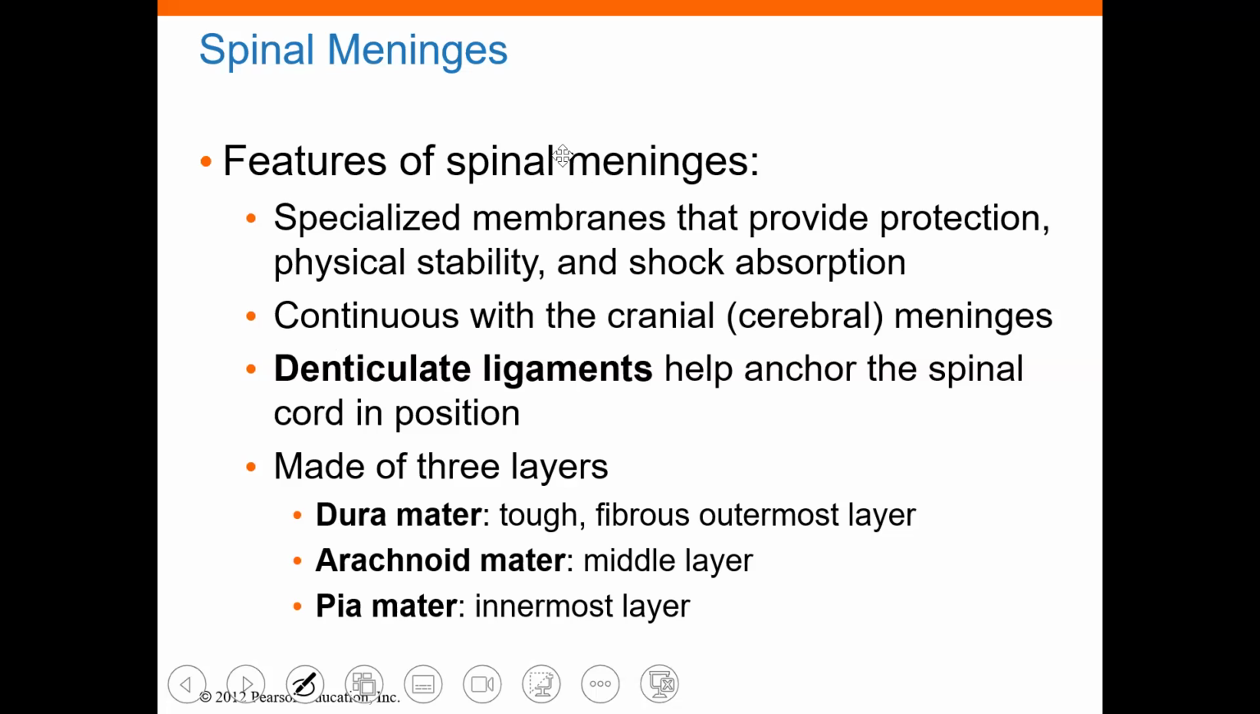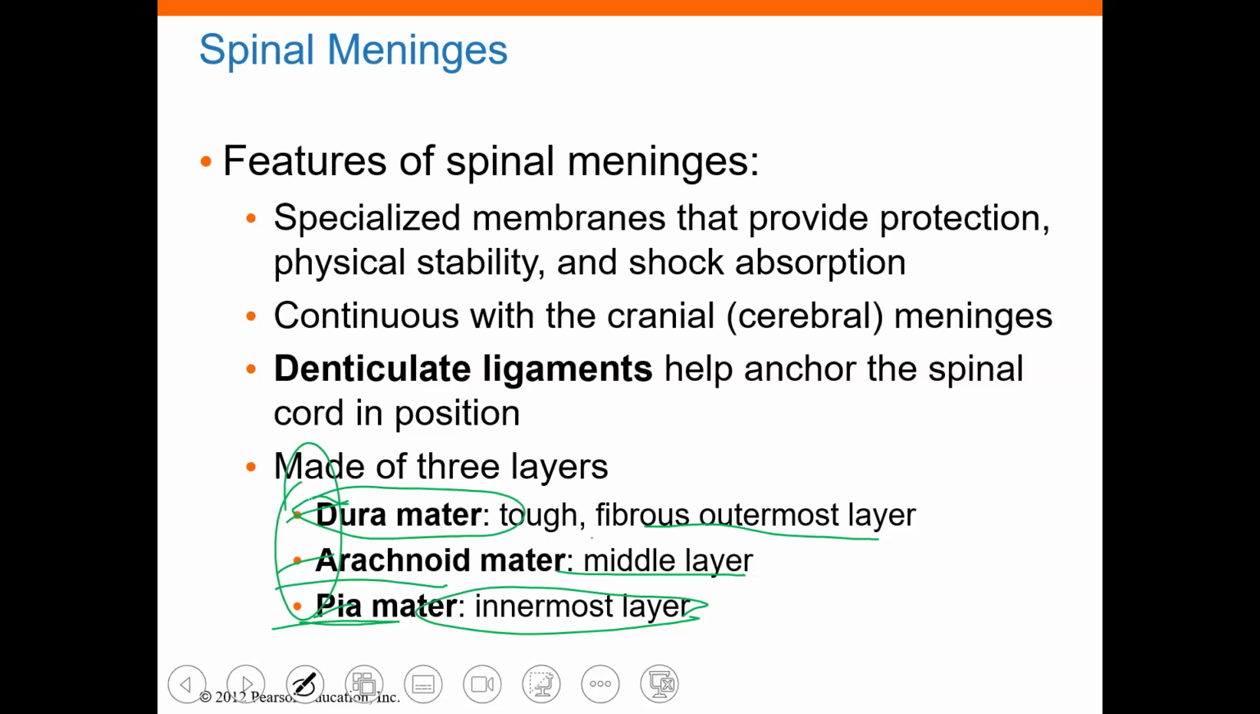We'll see meninges, specialized membranes that provide protection, physical stability, and shock absorption. It's continuous with the cranial cerebral meninges. The denticulate ligaments help anchor the spinal cord in position. And we've got these three layers padding the brain, PAD. Innermost layer, pia. Middle layer, arachnoid, like spider webbing, arachnoid. And then outer layer is dura, as in durable.